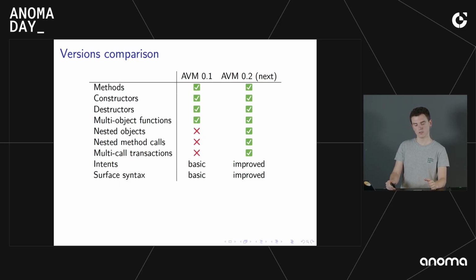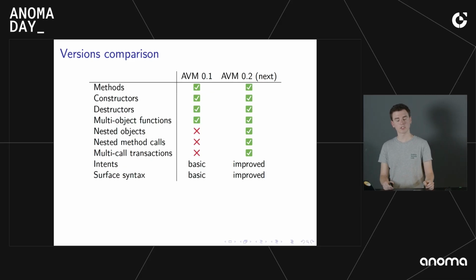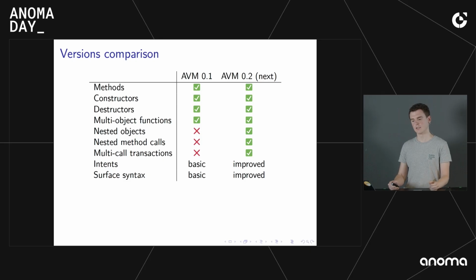Also, in 0.1, every method call or every constructor translates into a single transaction, but this can lead to some inefficiencies, so we will change that in the next version. A single transaction can have multiple calls. We'll also work on intents, on having a better way to express intents, and we'll also work on having a better surface syntax for it.